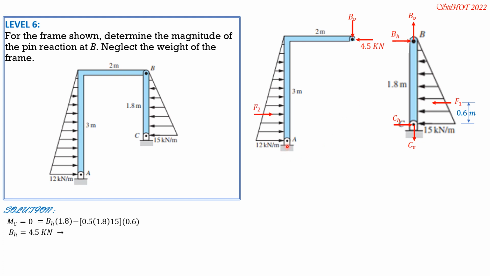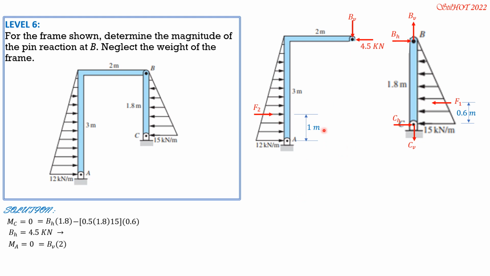Then we set moment at A equals 0. So we don't need to put the component reactions at A because they are not involved in the moment summations at A. Or you may put them, but it's useless because we only need BV to solve for the pin reaction at B. So clockwise positive again. So it is equal to BV times 2.